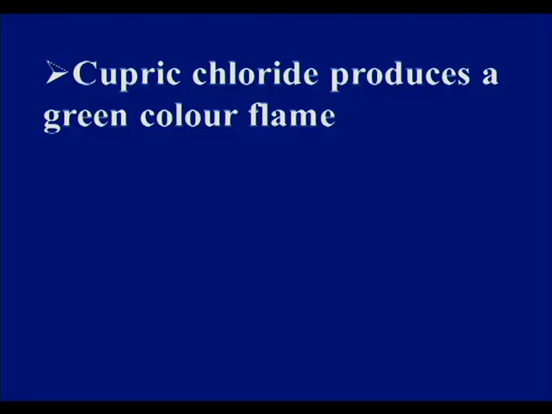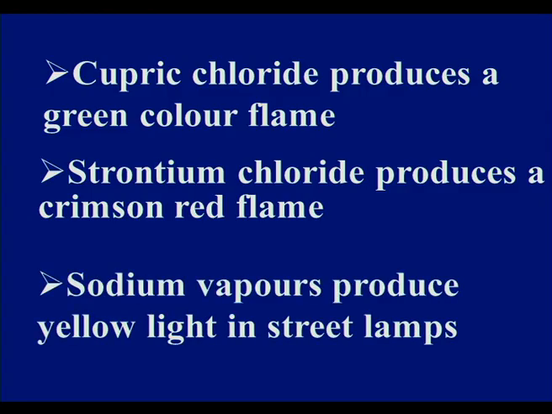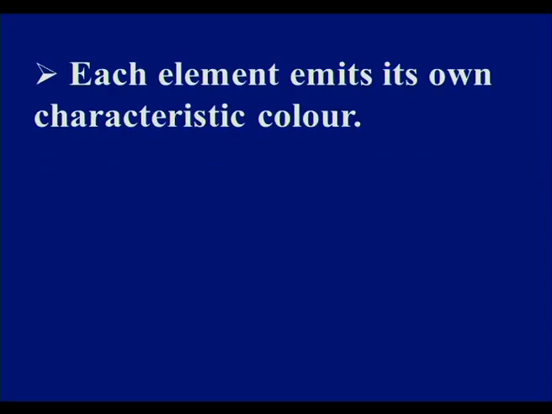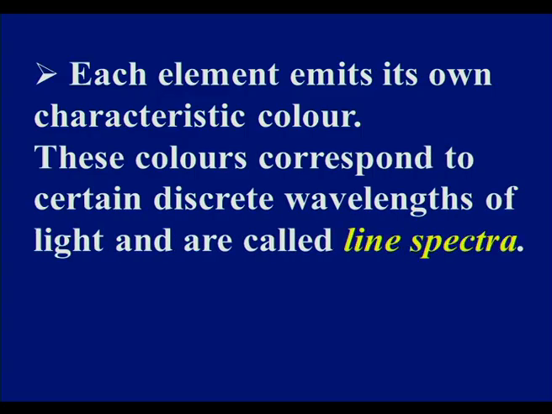Dear children, copper chloride produces a green color flame, strontium chloride produces a crimson red color flame, and sodium vapors produce yellow light in street lamps. Children, not only these three salts, various kinds of colors you can find in firecrackers. When we crack the fire, you can get different types of flames. Each element emits its own characteristic color. These colors correspond to certain discrete wavelengths of light and are called line spectra.